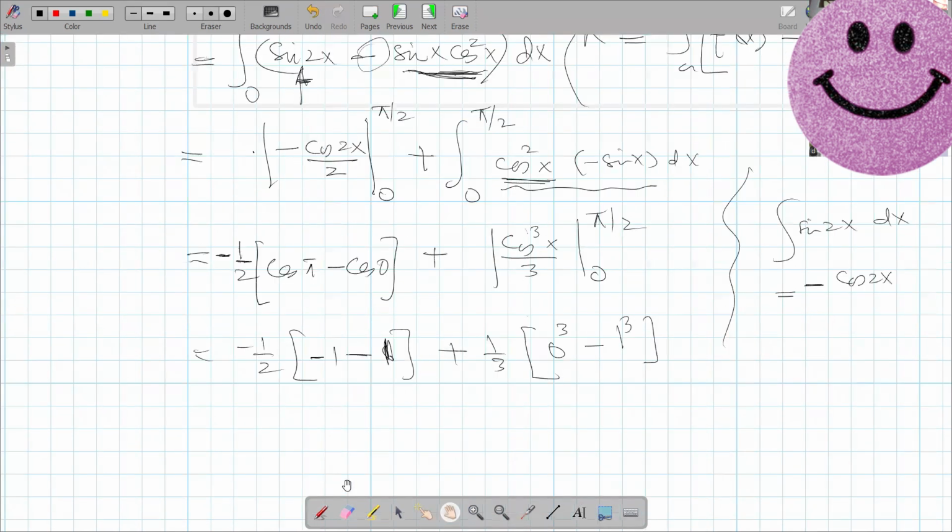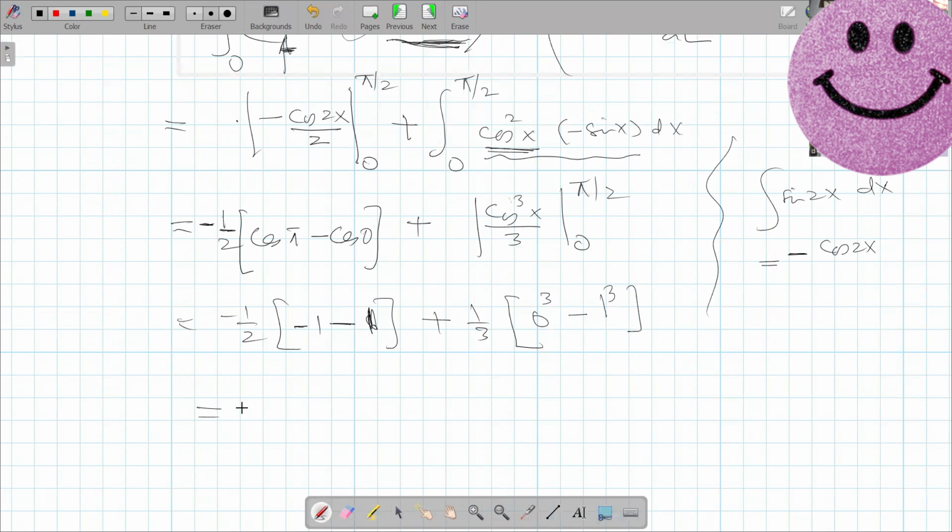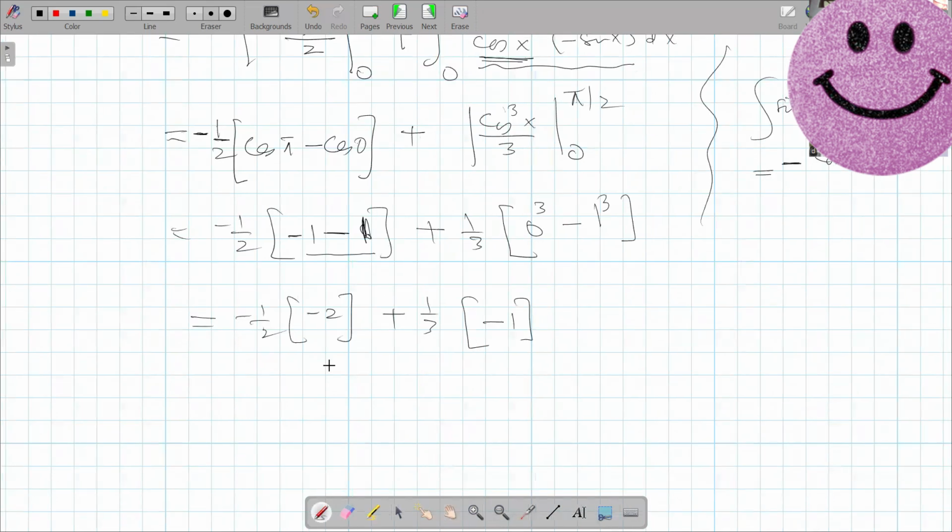These are just values. If you don't know the values, you can use your calculator. Minus 1 minus 1 will be minus 2, plus 1 over 3. And inside is only negative 1. Now just add them. The 2 will be cancelled, and minus into minus is plus. So 1 is coming from this part and negative 1 over 3. If you take the LCM, this will be 3 minus 1, 2 over 3. This is the required area.